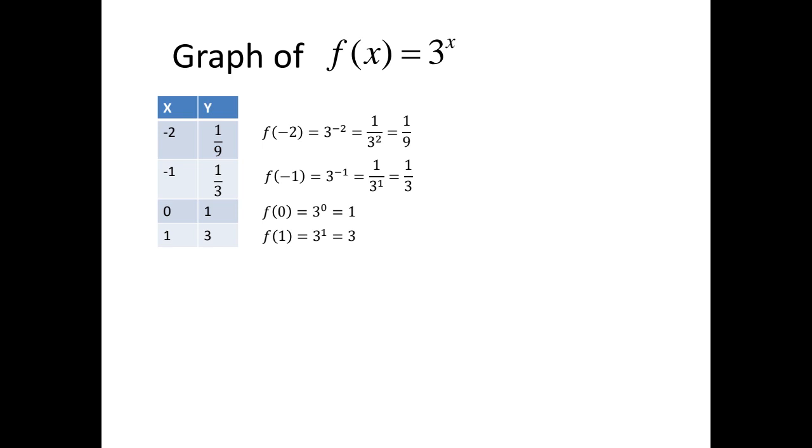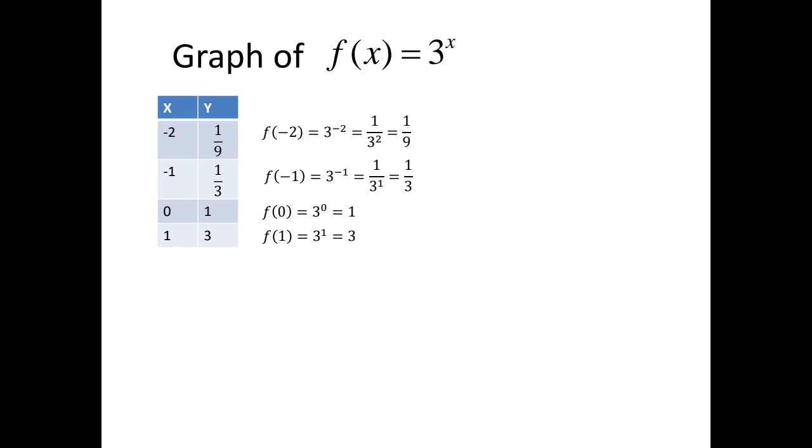To get an idea of plotting points and to see how this graph behaves, we can randomly pick values for x. In my case, I just picked x equals -2, -1, 0, and 1. When I plug it into my function, in order to evaluate 3 to the -2, I'm going to take the reciprocal, and it's going to give me 1 over 3 squared, which gives me 1 over 9. Same thing with the -1.